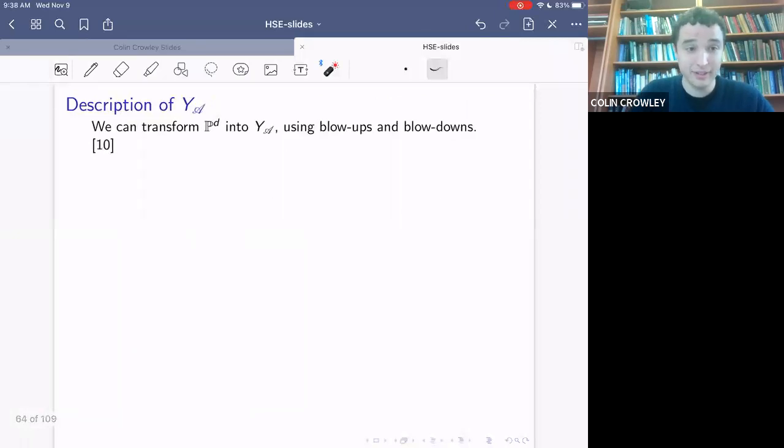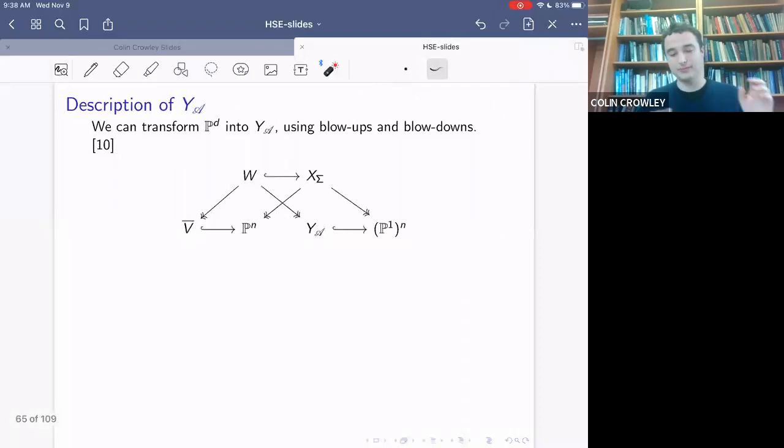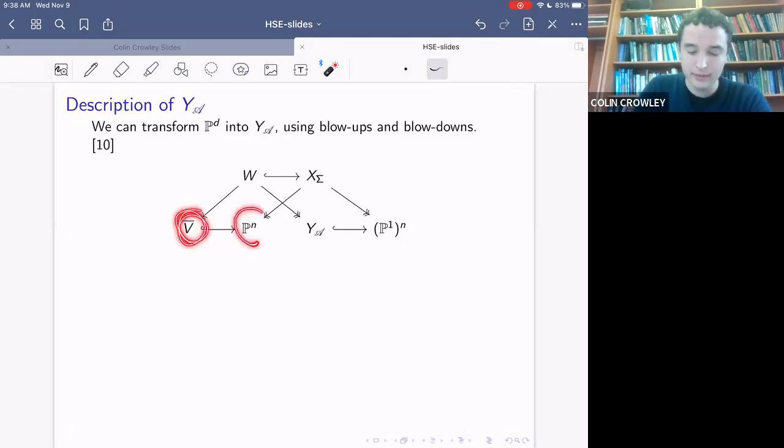So the description is that you can transform the projective space into Ya using blowups and blowdowns. This is in this paper of Ha and Wang. So here's the diagram. Let me explain it. So I embedded V into Cn, and so I can take the projective closure. This will be V inside V closure, a projective space inside Pn.